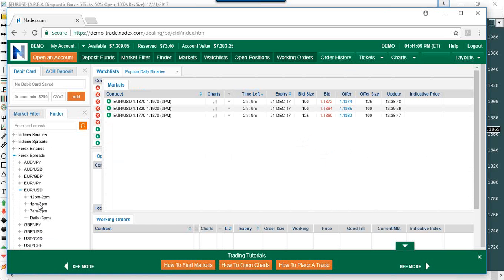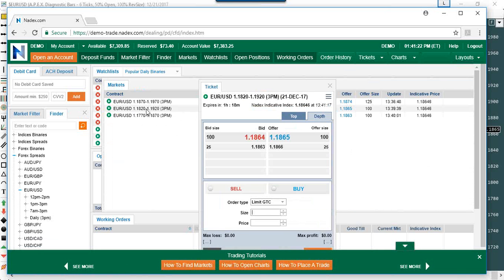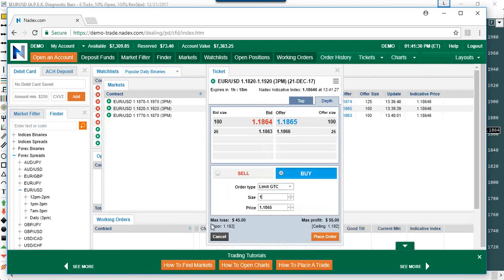Okay, let's go back and look at something. What about this spread right here? Let's say I wanted to look at getting this spread. Let me say I want to buy one. What is my risk amount? $45. Okay.